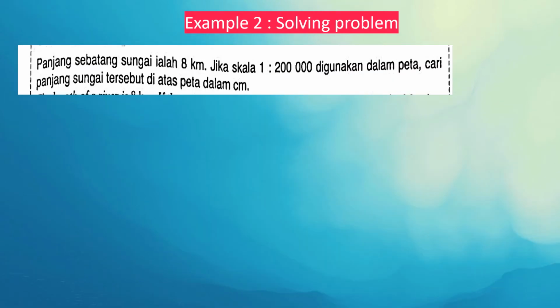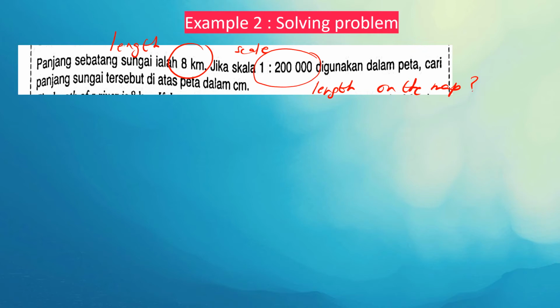Okay, for this one, still from your workbook. The first sentence is the length of a river, it's 8 kilometers. So this is the real one. The scale given is 1:200,000. The question is to find the length of the river on the map. So they want the drawing, the length on the map.